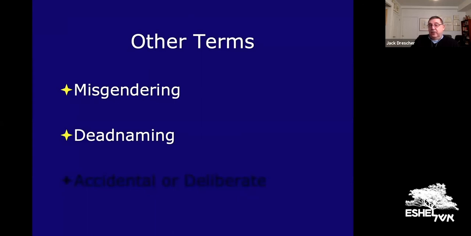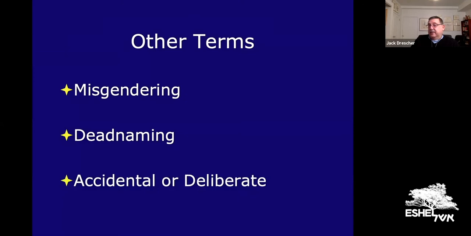which they're not using anymore. And sometimes that can be accidental, and sometimes that's deliberate, because sometimes people get confused, and that happens all the time. But sometimes people deliberately refuse to accept the transition, and so they misgender and dead name people.